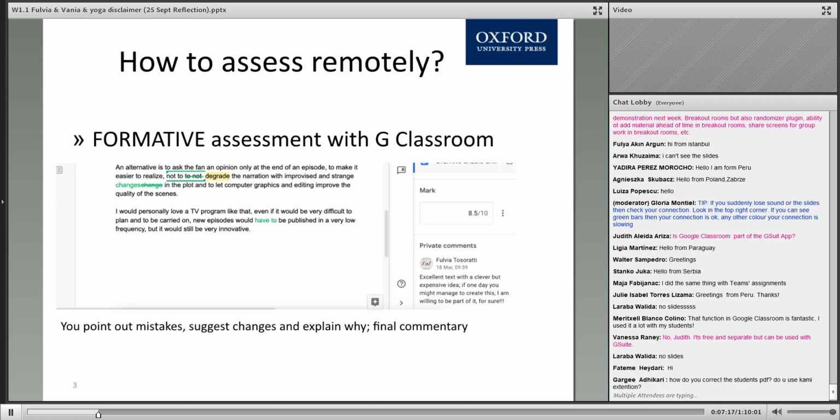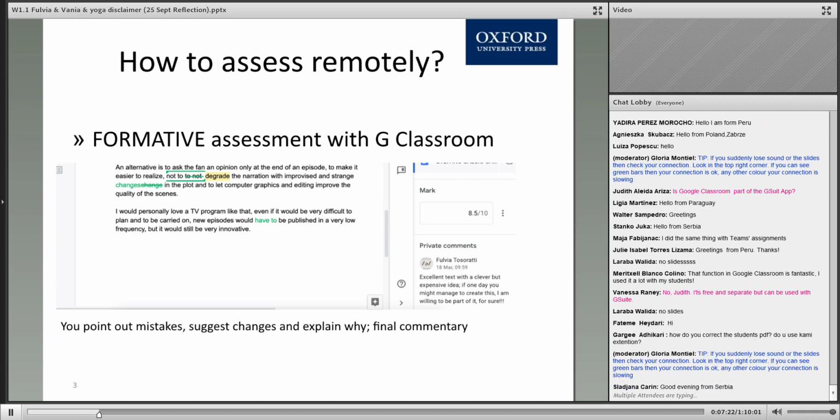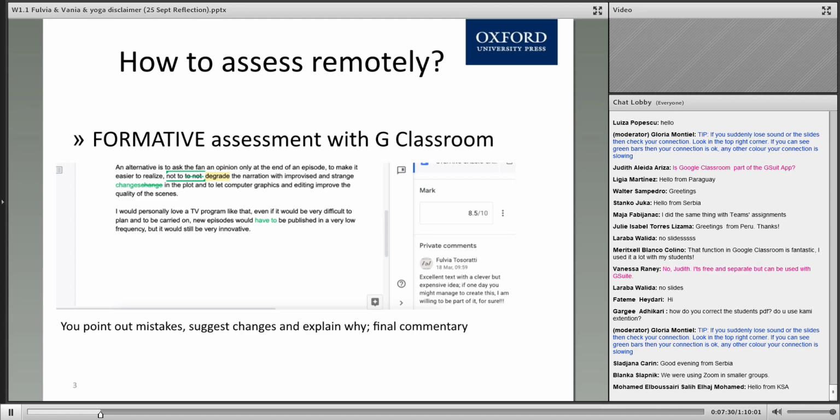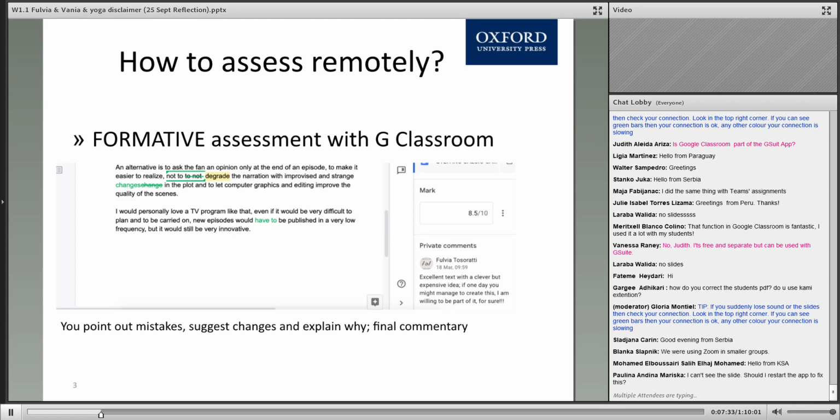My students said that this was really helpful for them because, okay, I didn't correct the writing. They could see every little indication in different colors, and they could rewrite and correct the writing by themselves. And they said that they learned a lot, especially those students who had very poor grammar. So I think that this was a positive way of assessing remotely.